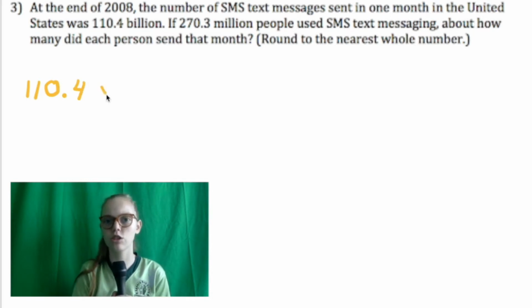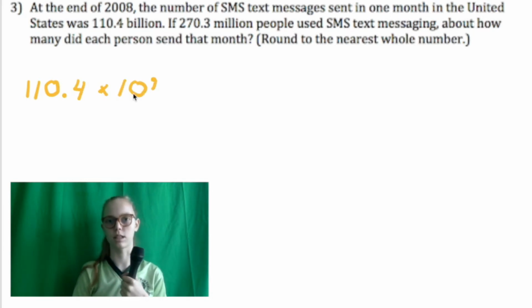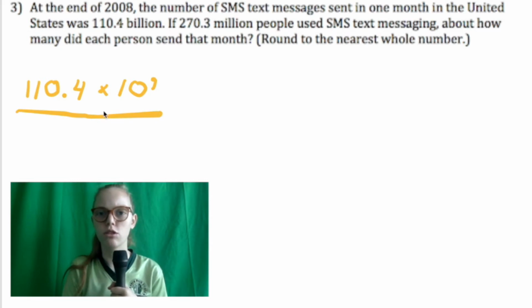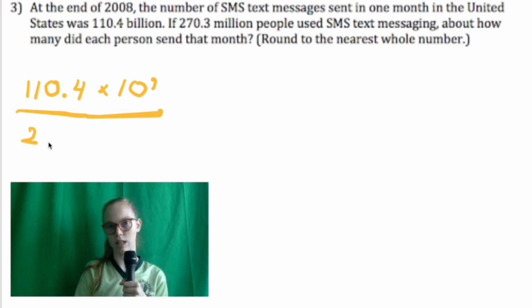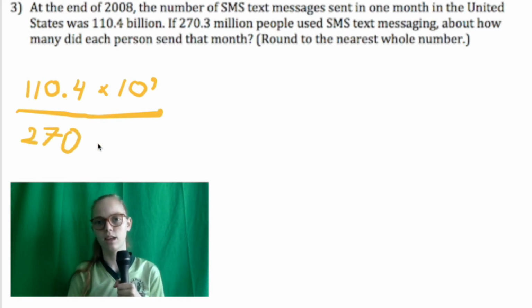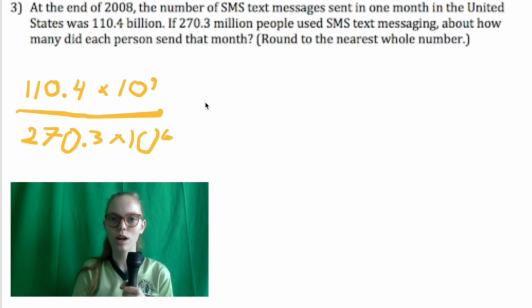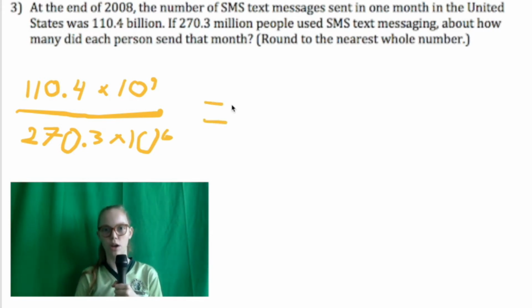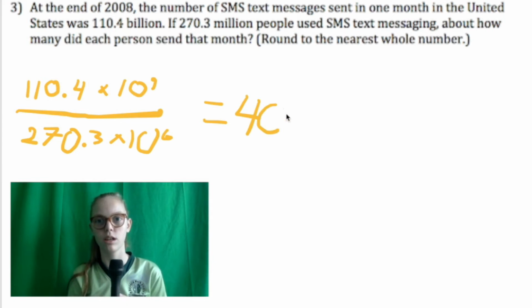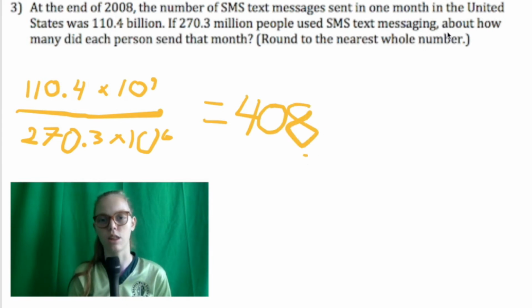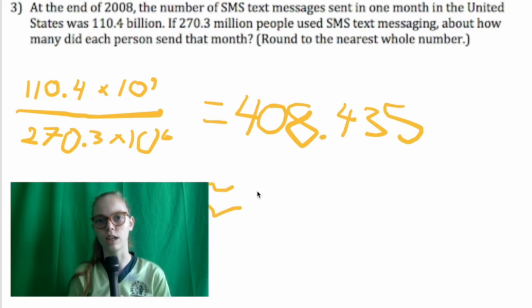First, we're going to figure out how much 110.4 billion is. So we actually just multiply by 10 to the 9 because a billion is 10 to the 9. And then we do 270.3 times 10 to the 6th because a million is 10 to the 6th. Now, when we divide these two, we're going to get the ratio of the actual numbers times 10 to the 3, which is going to be 408 text messages per person.